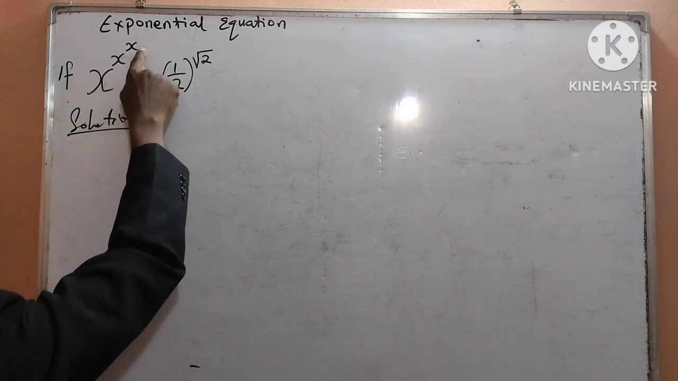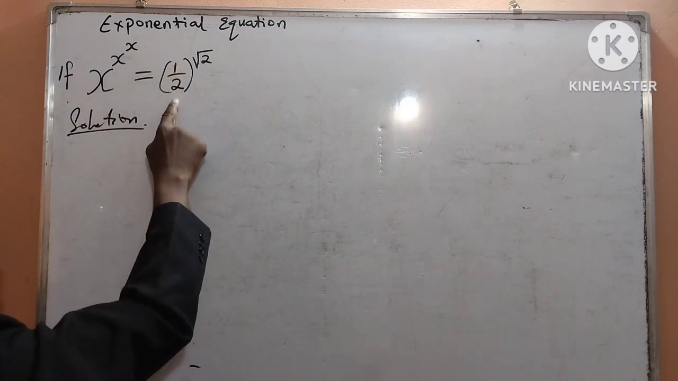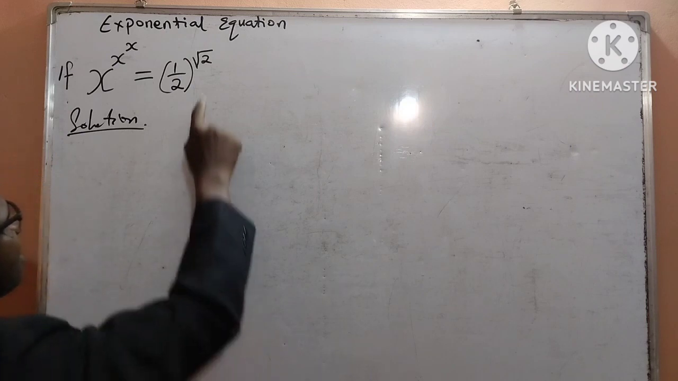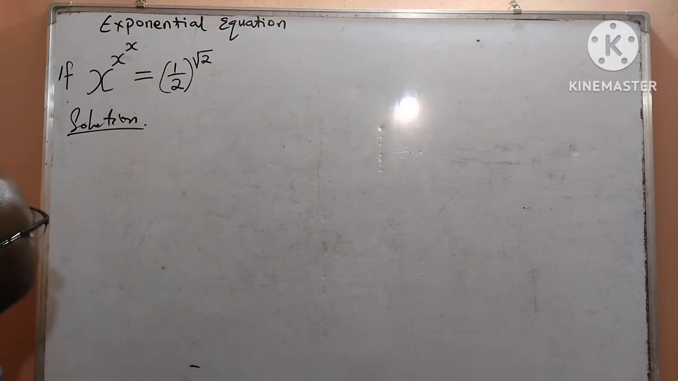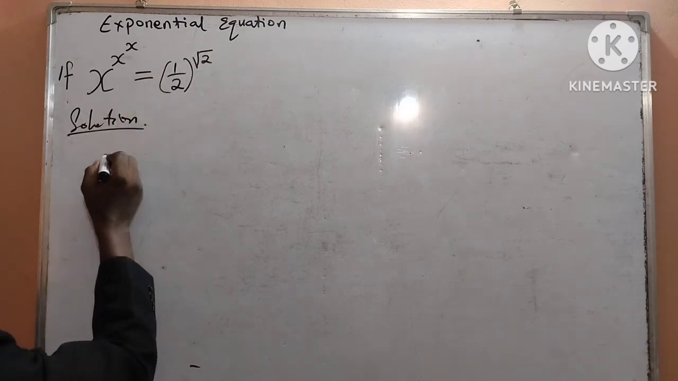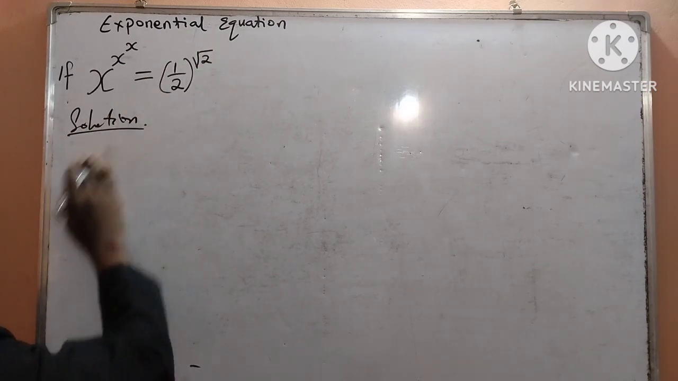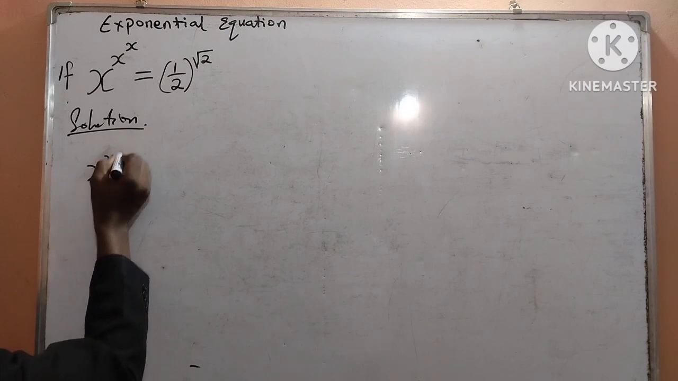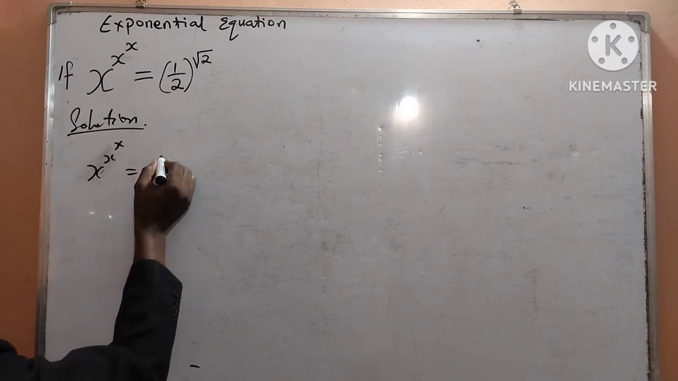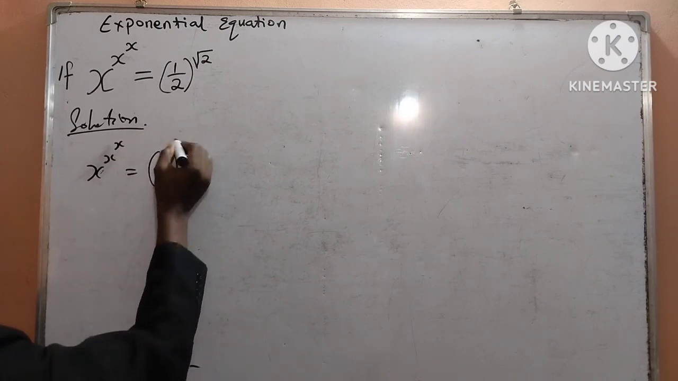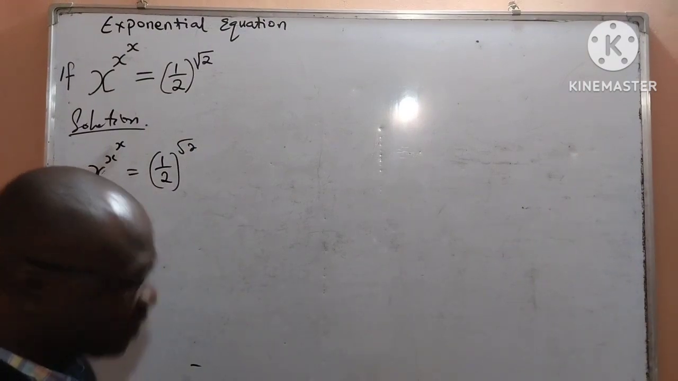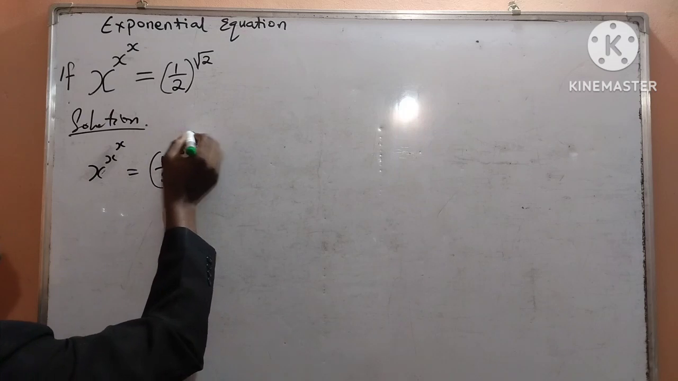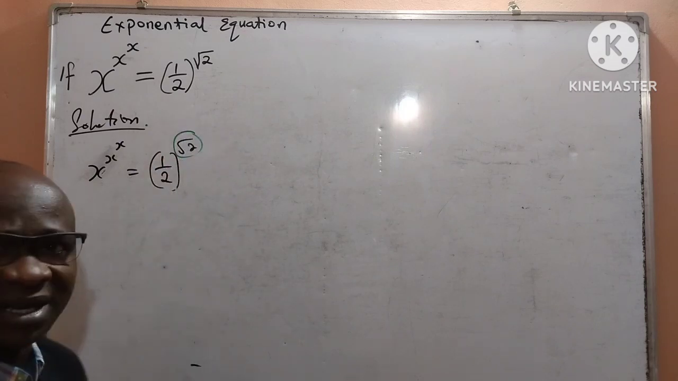x raised to power x raised to power x is equal to 1/2, which is 1/2 raised to power square root of 2. Now, the solution to the question: we are given that x raised to x raised to x is equal to 1/2 raised to square root of 2. We will start solving this problem from the power, square root of 2, on the right hand side.